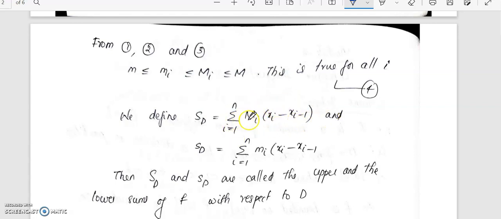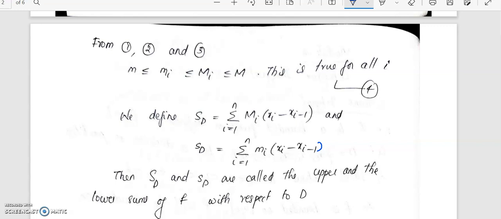So you are taking all the areas, adding the areas, you will get the upper sum. Similarly, m i is the minimum value, the infimum value of f. So the sum of those rectangles will be the lower sum. So capital S D is the upper sum, and small s D is summation i equal to 1 to n m i into x i minus x i minus 1, that is the lower sum. Now this is with respect to the partition or division D.